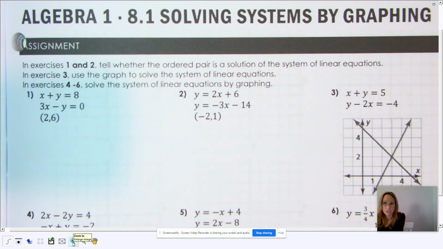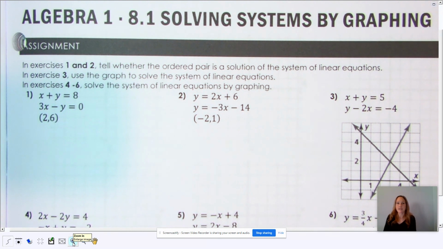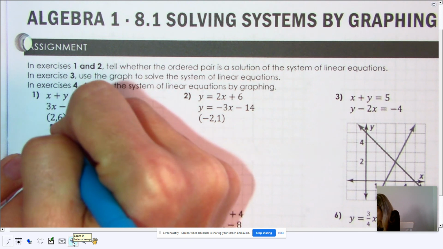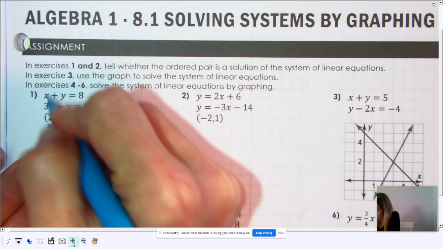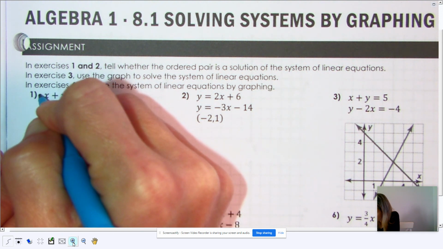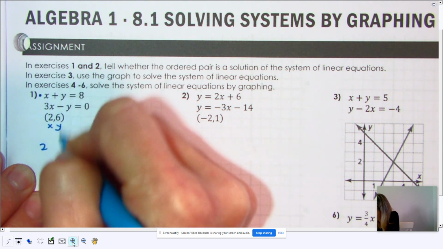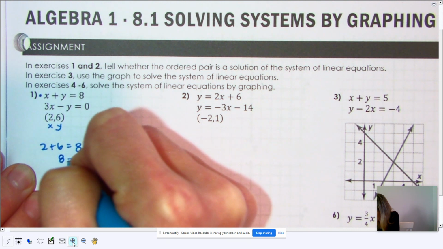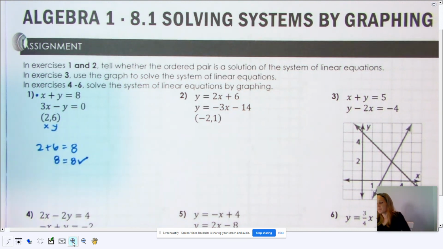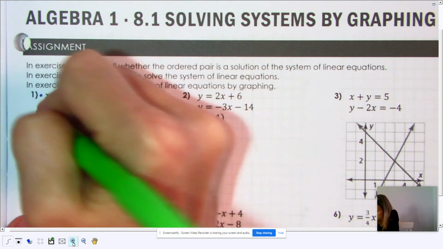All right, question number 1 says, tell whether an ordered pair is a solution to the system. Again, this is our x and our y, so we're just going to plop those in for both of them. So x is 2, I'm on this top one right now. Y is 6, and I want to see, does that equal 8? Yes, it works on the top one. Okay, so let's check the bottom equation.